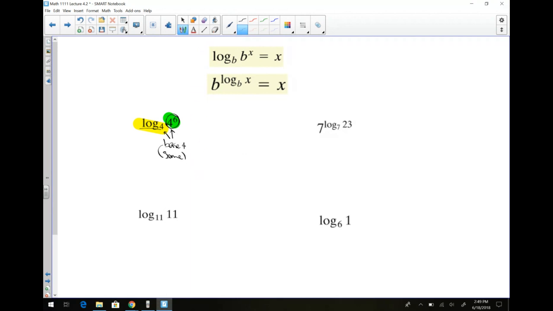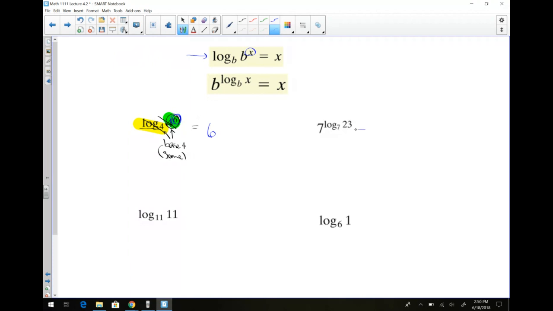So same bases. What I'm going to do now is just cancel this out, and all I have left over is my answer, which is 6. Notice it was in this form here, and we took whatever was in the exponent. So you can look at this and say, oh, well, that's 6.